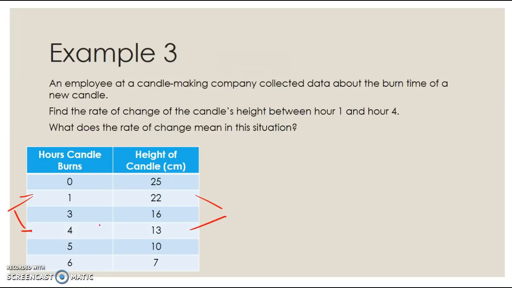And so I'm just going to think of those two points. I'm going to do 13 minus 22 over 4 minus 1. So again, I did y minus y over x minus x. And 13 minus 22 is going to give us a -9, and 4 minus 1 is 3. And -9 divided by 3 gives us a -3.